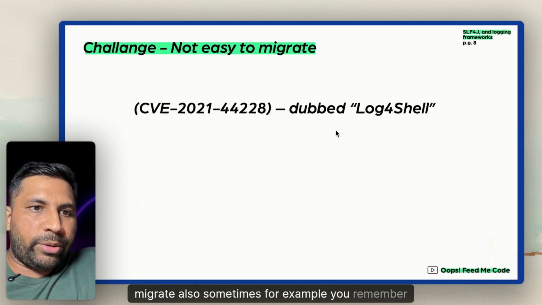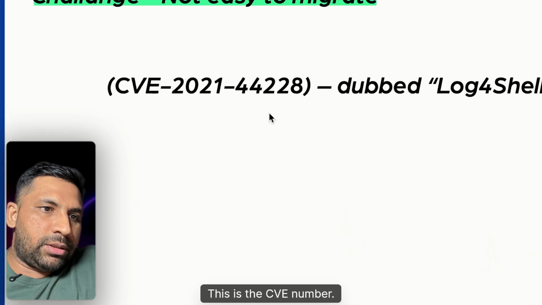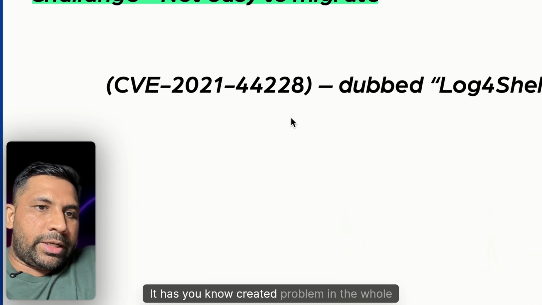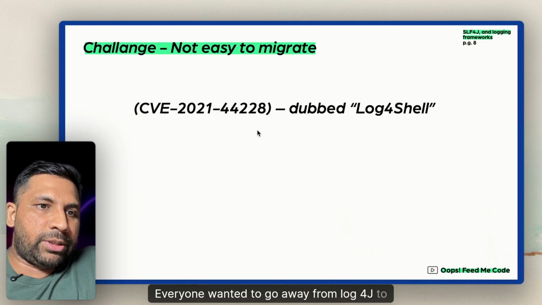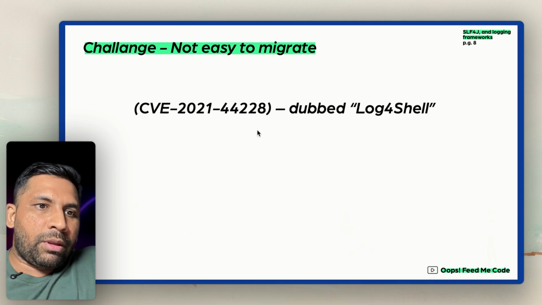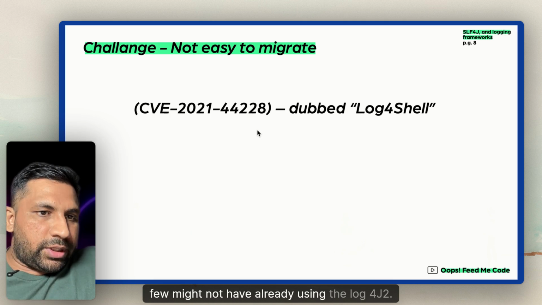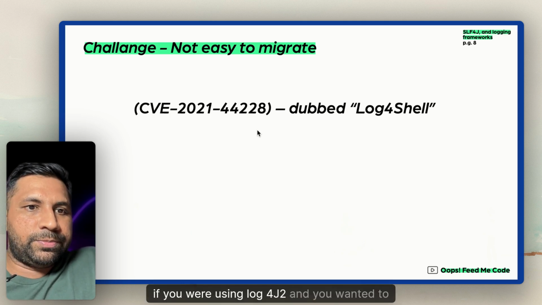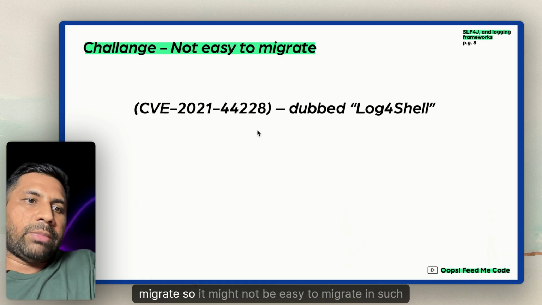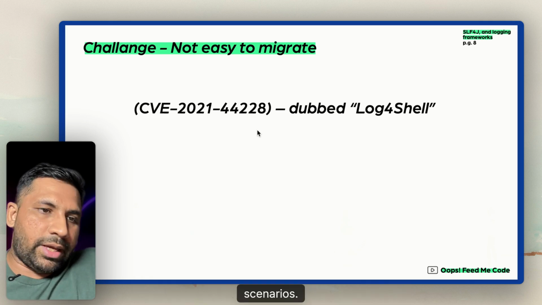It is also sometimes not easy to migrate. For example, you remember the Log4Shell problem. This is the CVE number. It created problems across the whole world. Everyone wanted to move away from log4j to something else, but were stuck. Few were able to migrate. If you were using log4j2 and wanted to migrate, it might not have been easy to migrate in such scenarios.